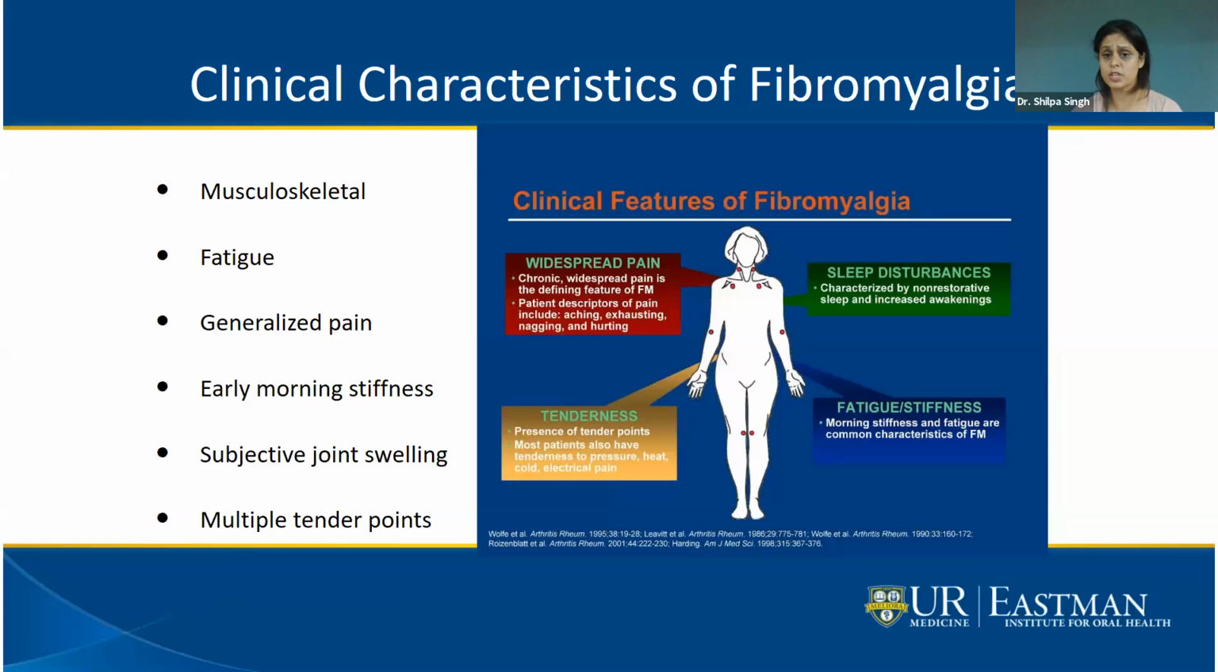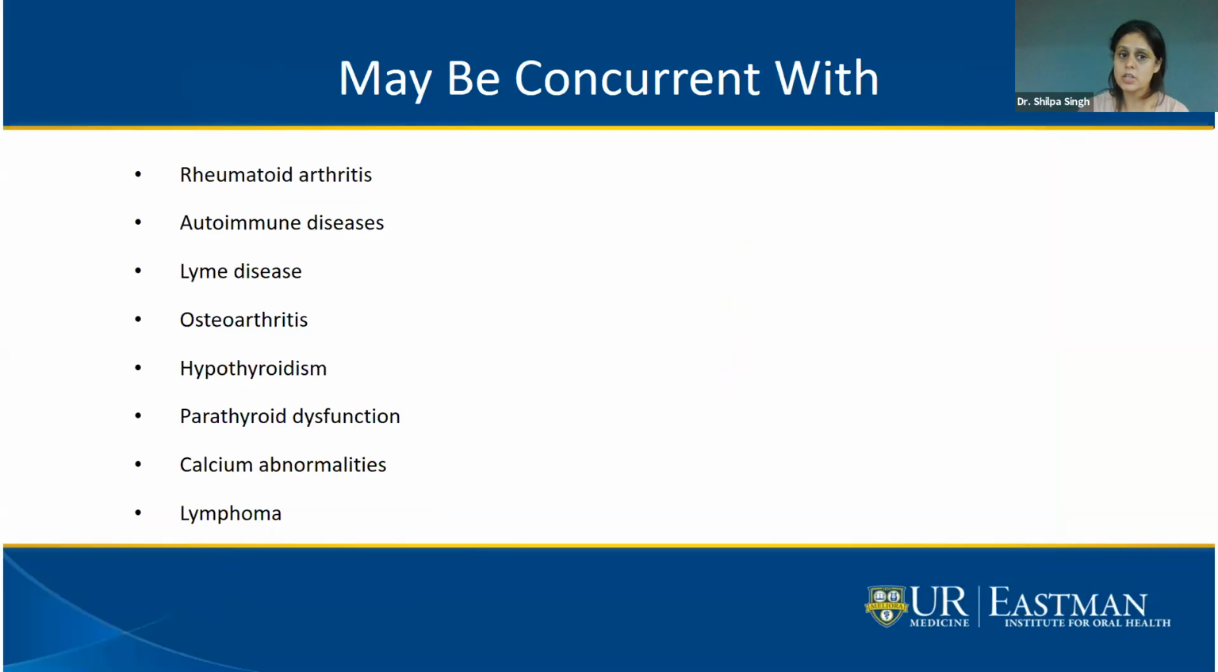Now, how do we differentiate between fibromyalgia and myofascial pain? In myofascial pain, there are going to be tender points, multiple tender points. As per the guidelines, there have to be more than 11 tender points bilaterally out of 18 tender points to be eligible to be diagnosed as fibromyalgia. Definitely, it is known and there is evidence that in fibromyalgia patients there will be sleep disturbances as well. And there are a lot of comorbidities.